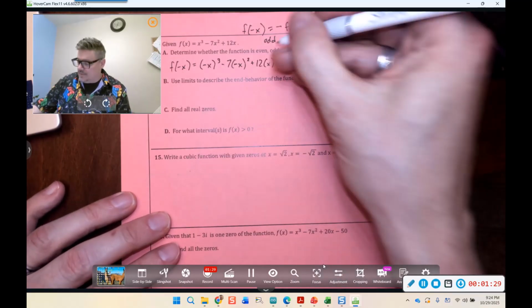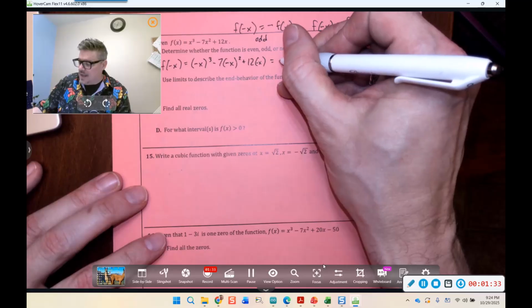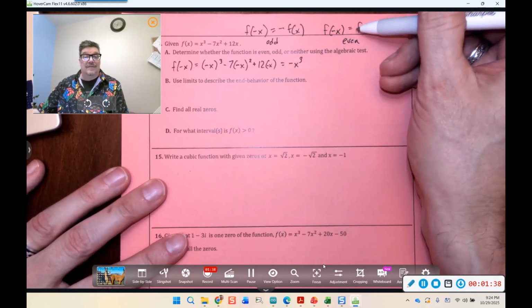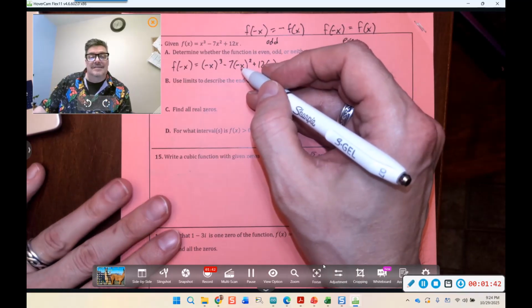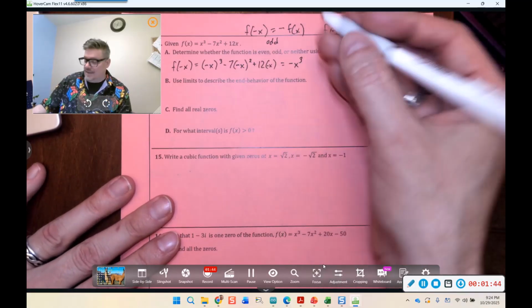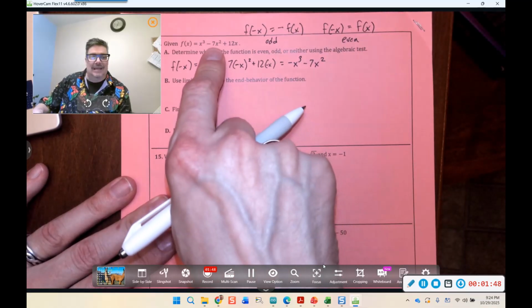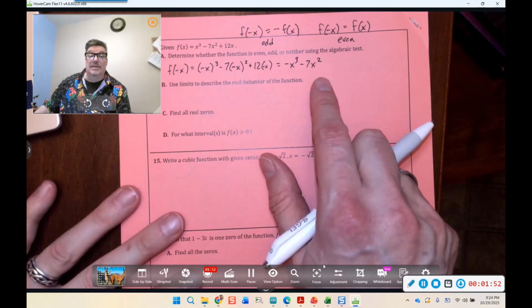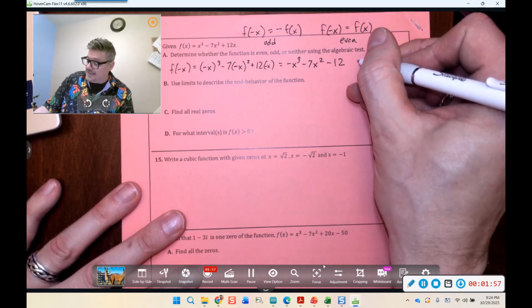Okay, negative. And then what that does is it definitely produces a negative x to the third. So far we're an odd, definitely not an even. He's actually off the table now. But now this guy is going to get squared, so he becomes positive, and then we get a negative 7x squared. Now that is the same, so now we have a combination. This is an odd and an even, so it's got to be neither. The sign change did happen on the 12x, but this function is neither.